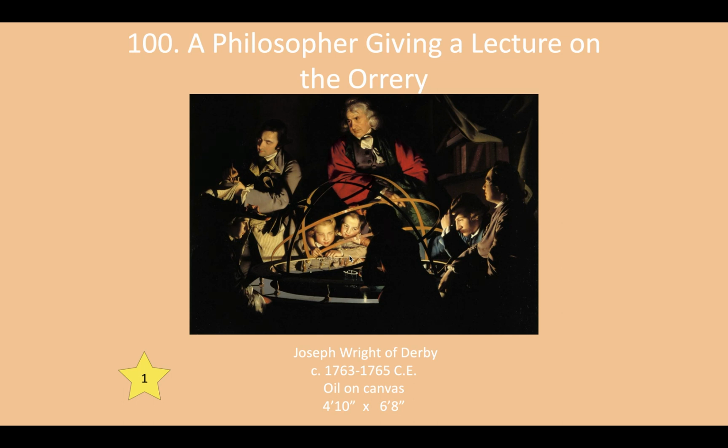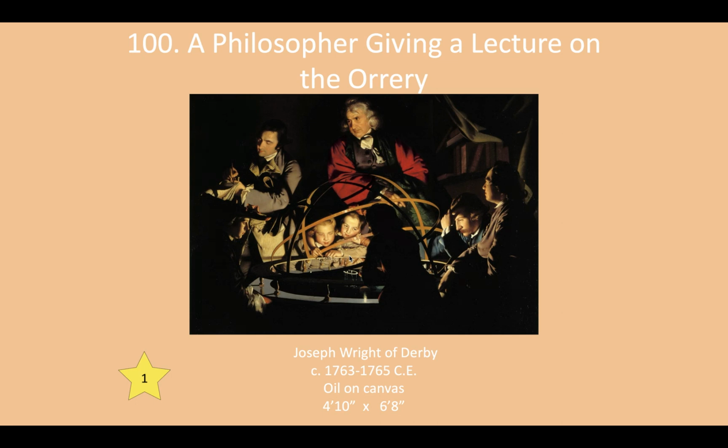This piece, like a lot of the things that Caravaggio painted, is that moment of epiphany, that moment of transformation, that moment of understanding. And here, instead of that moment of understanding being religious, here in this piece with Joseph Wright of Derby and the philosopher and the orrery, the model of the solar system, that moment of understanding is an understanding of science.